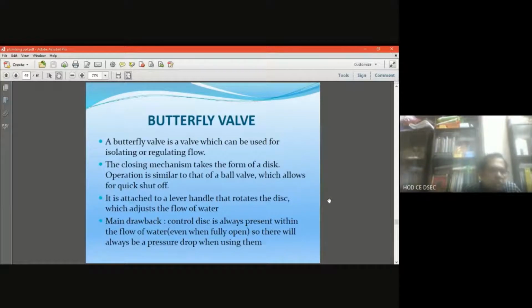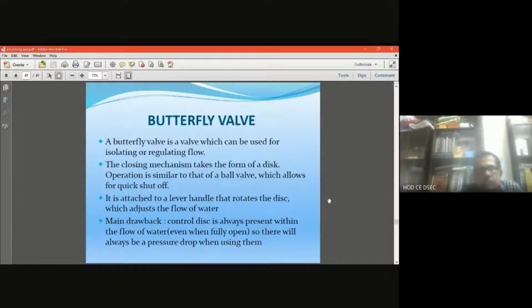Now, the third valve I am going to introduce is the butterfly valve. A butterfly valve is a valve which can be used for isolating or regulating flow. The closing mechanism takes the form of a disc. Operation is similar to that of the ball valve, which allows for quick shut-off. Like the ball valve, it is attached to a lever handle that rotates the disc, which adjusts the flow of water.